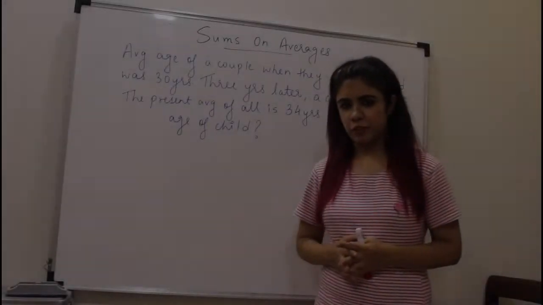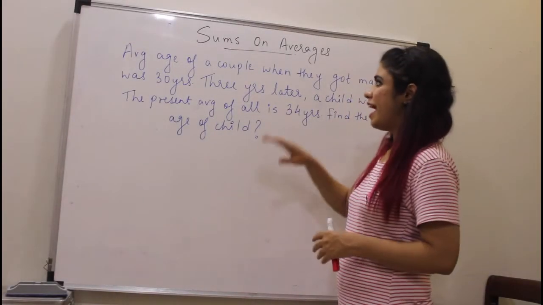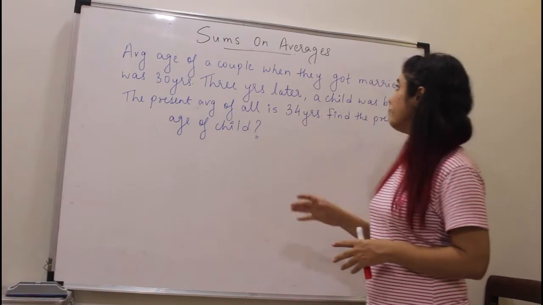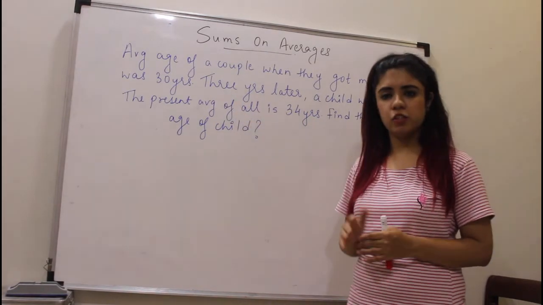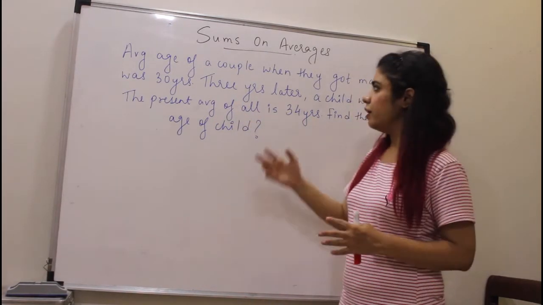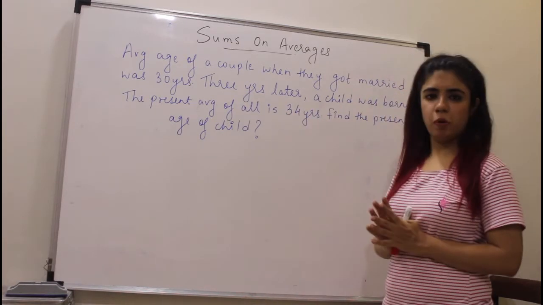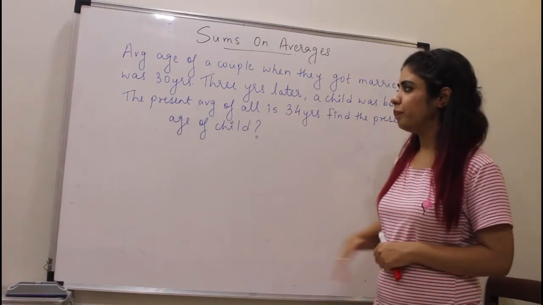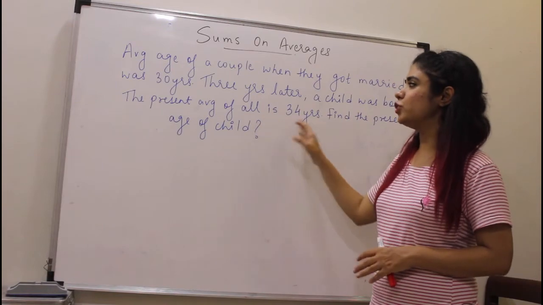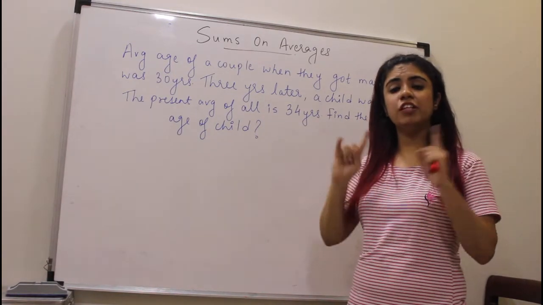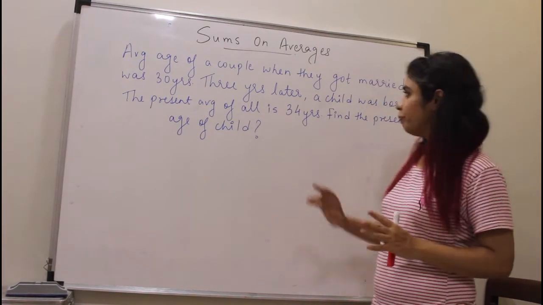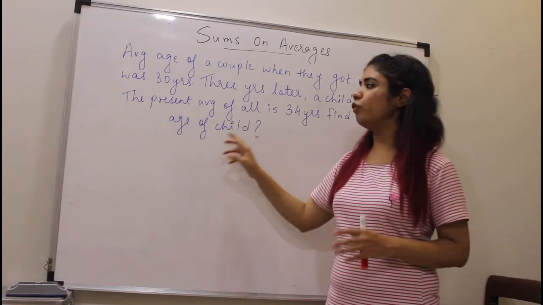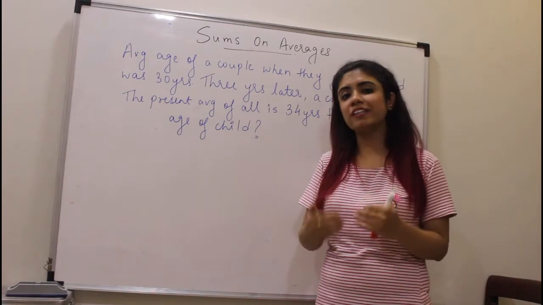Now let's look at the next question. What does it say? Average age of a couple when they got married was 30 years. So when they got married, it was 30. 3 years later, a child was born. After 3 years, a child is born. The present average age of all is 34. So average age of all of them is 34. Find the present age of the child. Today, what is the child's age?